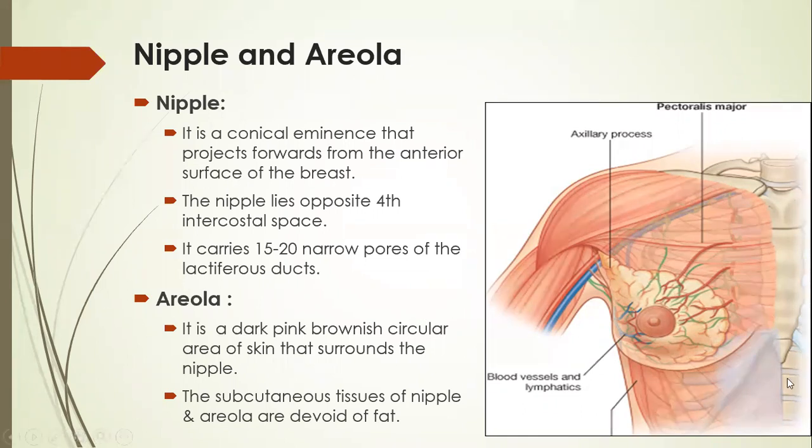Coming to the areola, this is the dark pigmented area, a dark brownish circular area of the skin that surrounds the nipple. The subcutaneous tissue of the nipple and the areola is devoid of fat and hair. There is no fat in this nipple and areola, and there is no hair.